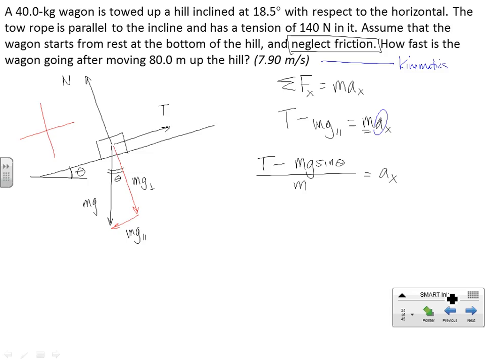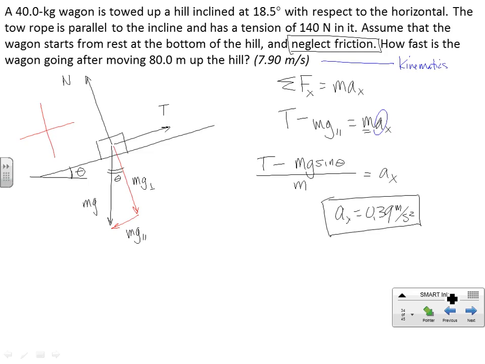So let's see. Calculator. T is 140, minus 40 times 9.8 times sine 18.5, divided by mass. We get an acceleration of 0.39 meters per second squared.